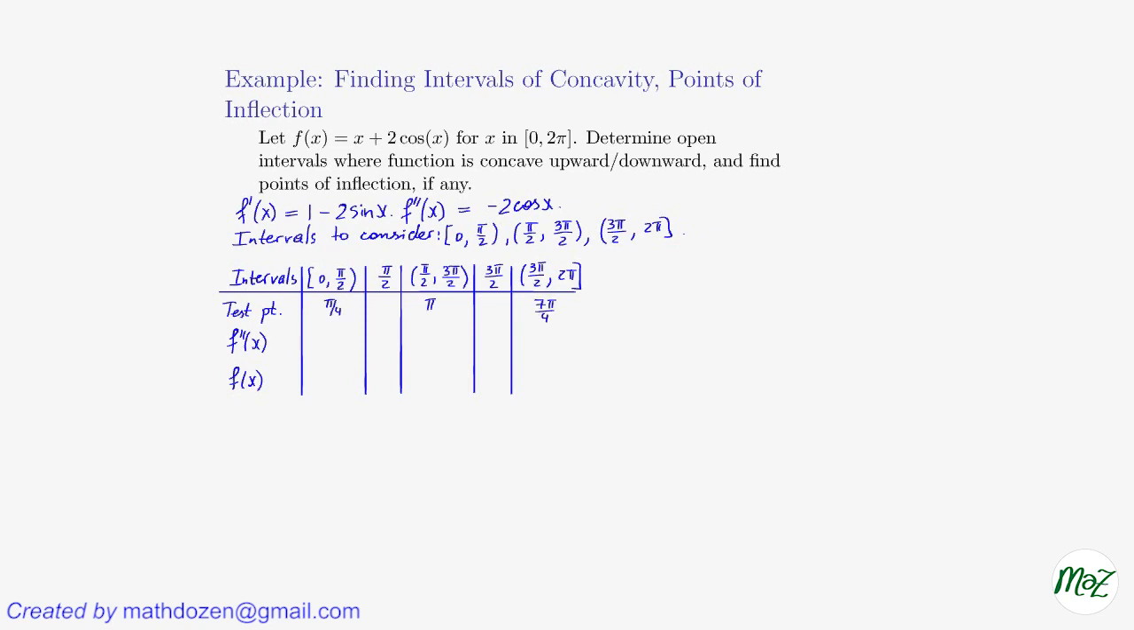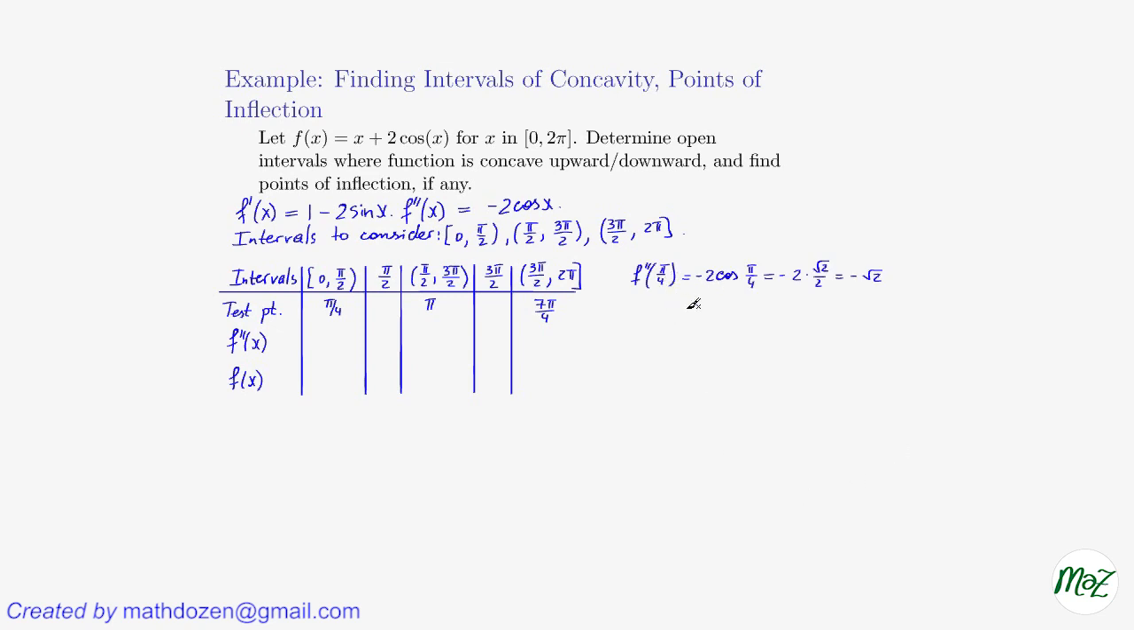I'm going to choose some test points. Between 0 and pi over 2 there is pi over 4. Between pi over 2 and 3 pi over 2 there is positive pi. Between 3 pi over 2 and 2 pi there is 7 pi over 4. And essentially we're going to put those points into the second derivative.